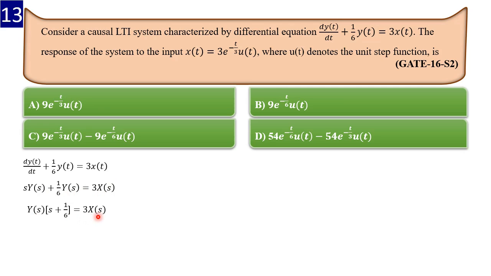So now let's take Y common, where Y is the output and X is the input. So Y by X will be the transfer function. Y by X will be given as 3 upon s plus 6. Now we have to find X(s).